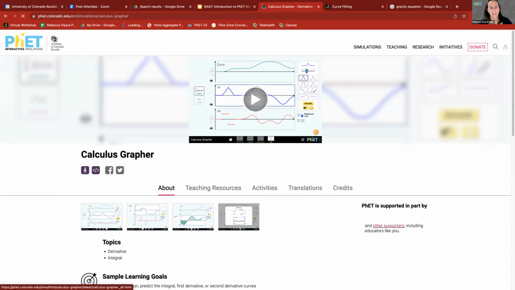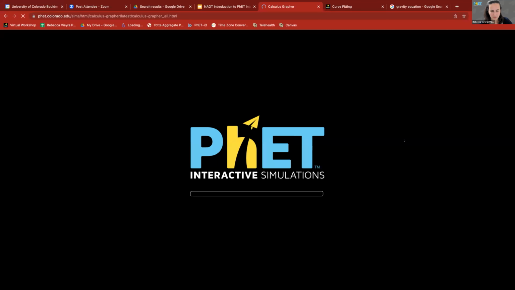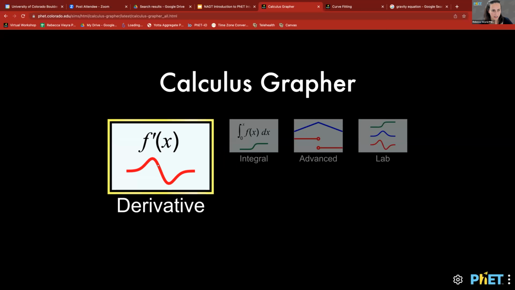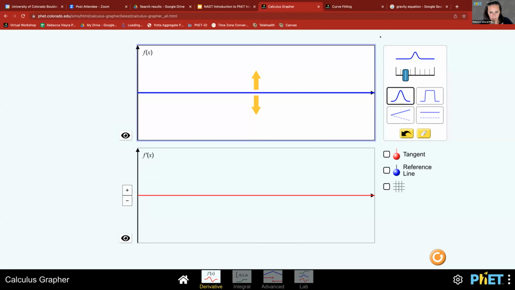It's very similar to Moving Man, which is now just in Java. But basically it allows you to create shapes, and then this is the derivative of that shape. Here you have a negative slope, and then it goes to 0, and then we have a positive slope, and then it goes to 0 again. So that's exactly what we're seeing right here.